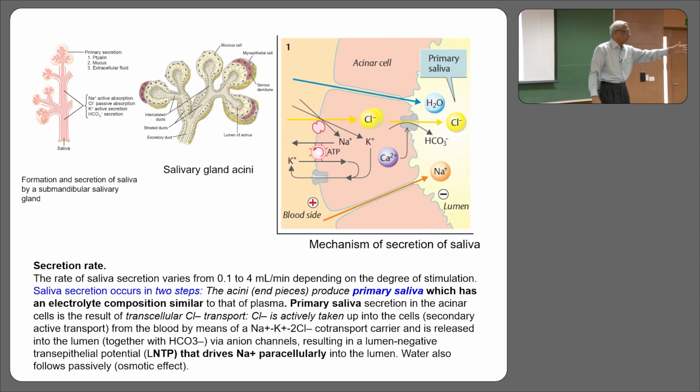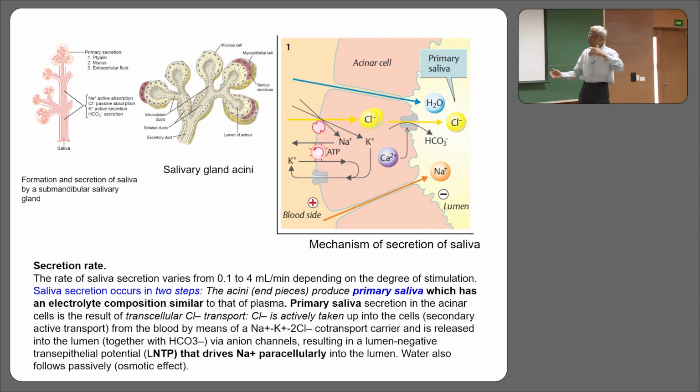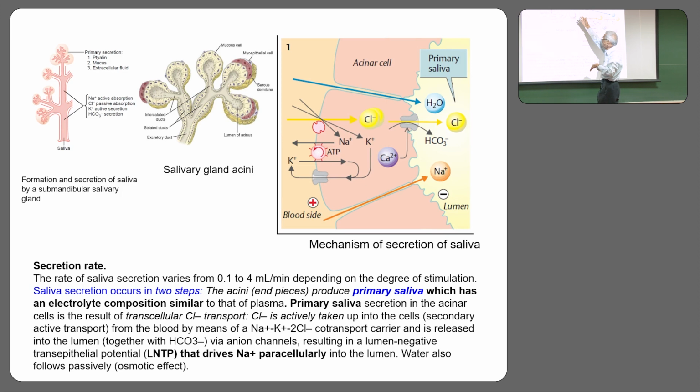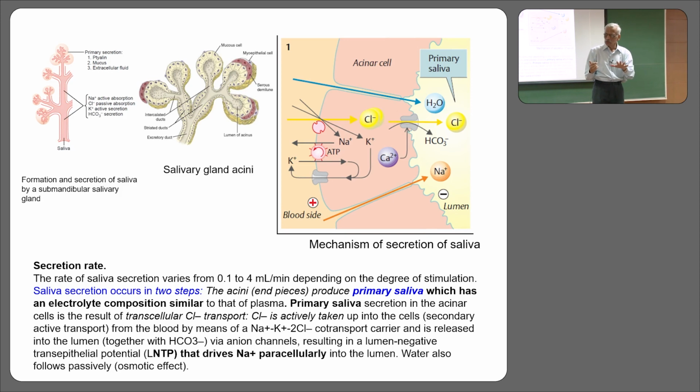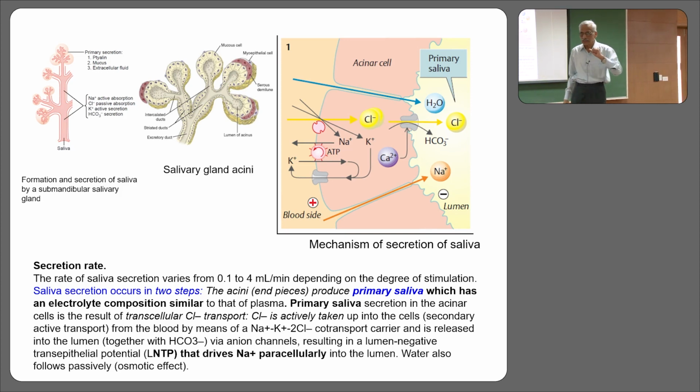By the time the primary saliva flows into the ductules and the ducts, a lot of sodium and chloride is absorbed back, and osmolality is reduced to almost 100. And then we call it secondary saliva. We call it secondary saliva.